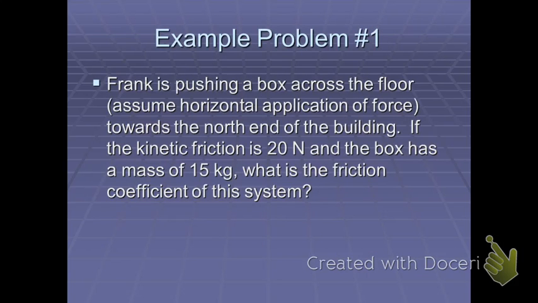Now, we're going to go through a couple example questions. So in this example question, we have Frank. Frank's pushing a box across the floor. Again, we assume horizontal application of force towards the north end of the building. If the kinetic friction is 20 newtons and the box has a mass of 15 kilograms, what is the frictional coefficient of the system?